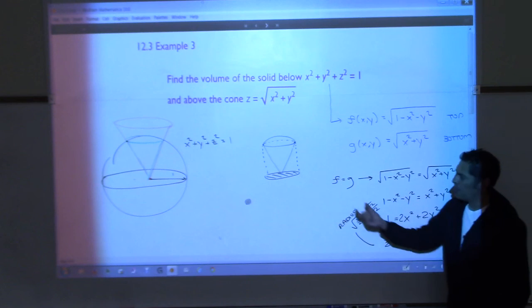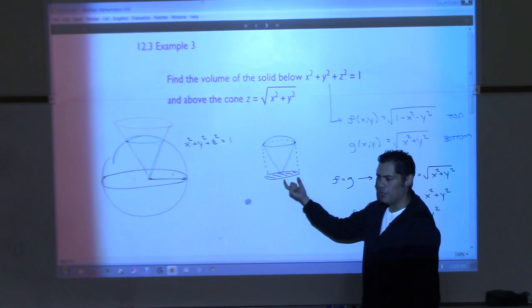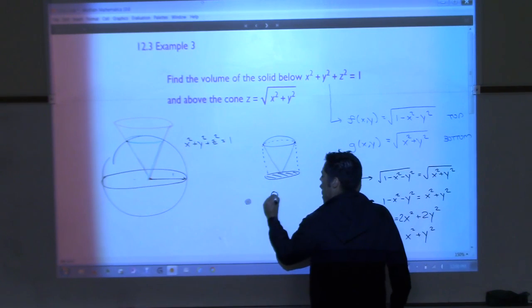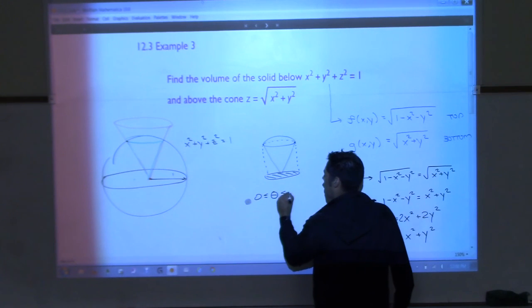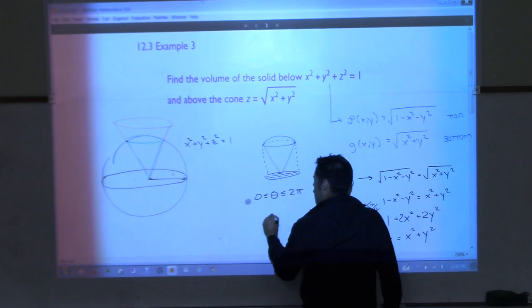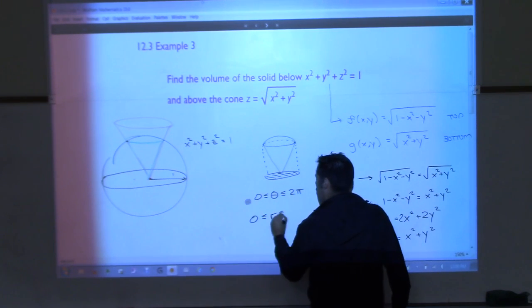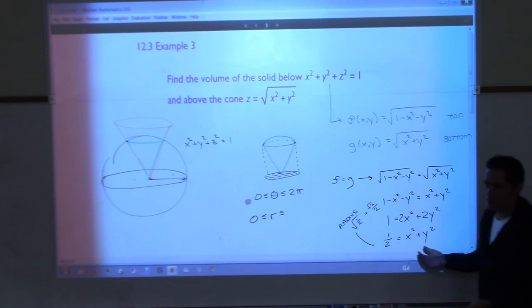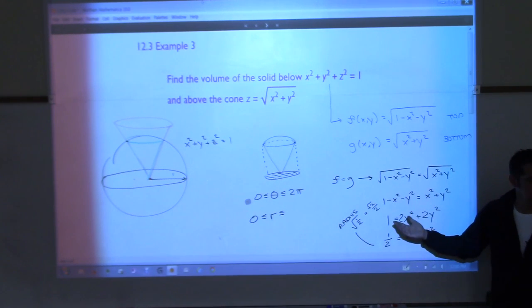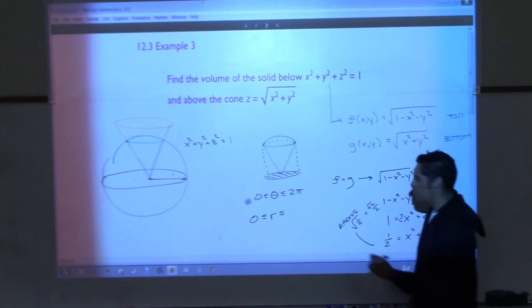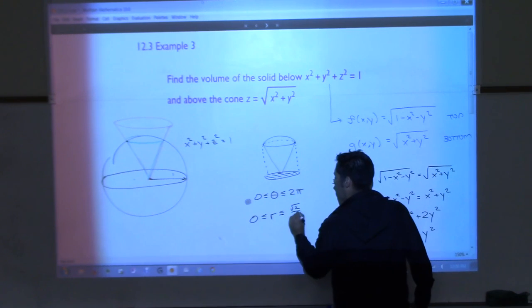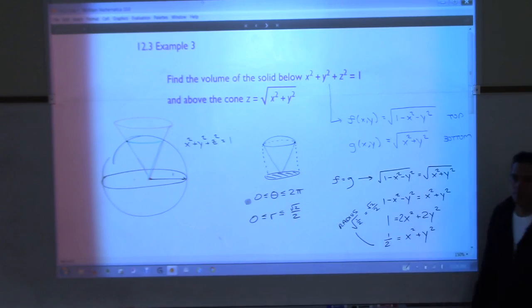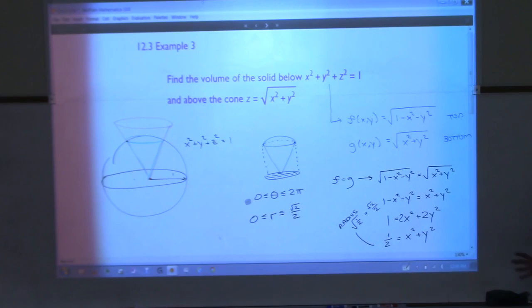So this region on the ground is a polar region. We can say its theta goes between 0 and 2 pi. And we can say that the radius goes between 0 and... You want root 2 over 2 or 1 over root 2? Do you care? Root 2 over 2. You want root 2 over 2? Any questions on this?